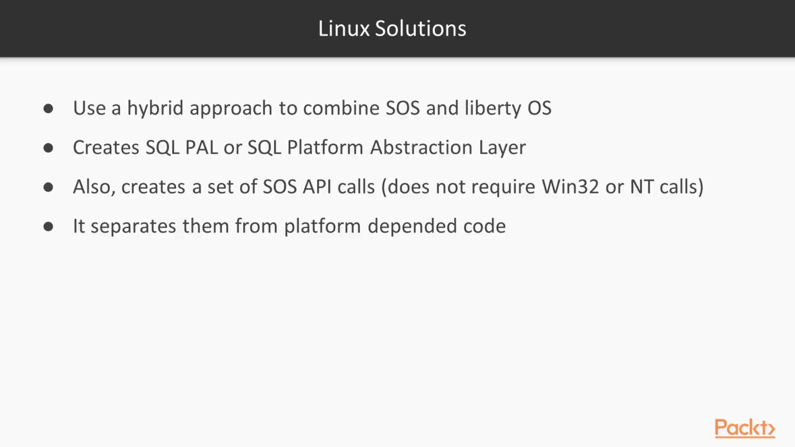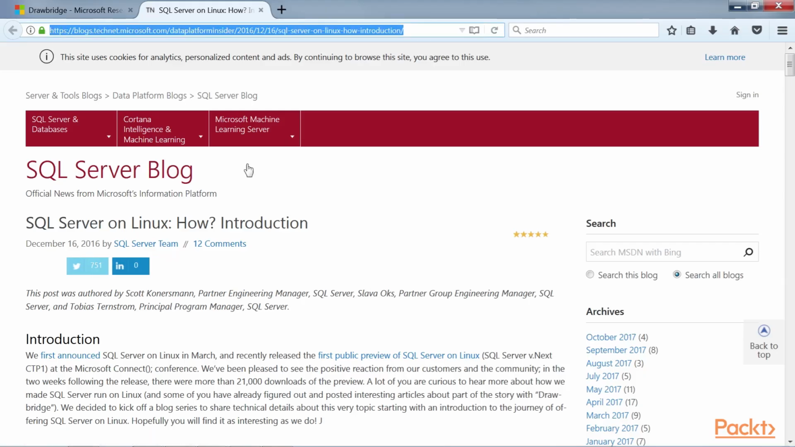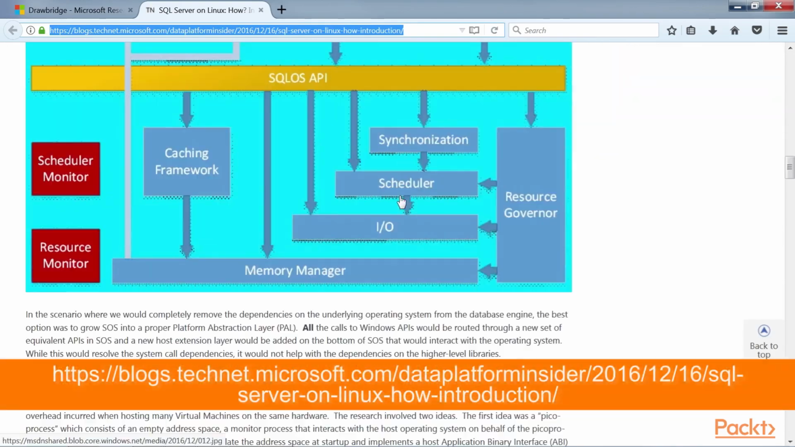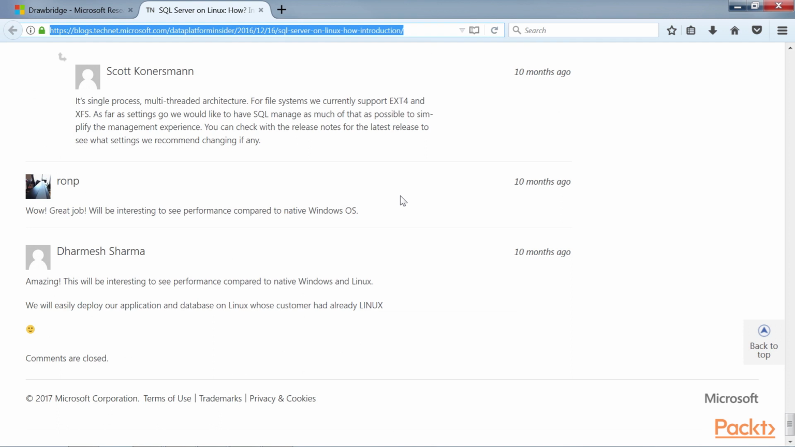The Linux solution uses a hybrid approach that combines SOS and LibertyOS from the Drawbridge project to create SQL PAL, or SQL Platform Abstraction Layer. This approach creates a set of SOS API calls that do not require Win32 or NT calls, and separates them from the platform-dependent code. This dramatically reduces the process of rewriting SQL Server from its native environment to the Linux platform. This figure gives you a high-level overview of SQL PAL. If you're interested in more information on this, you can browse to blogs.technet.microsoft.com. In this video we had an overview of SQL Server.